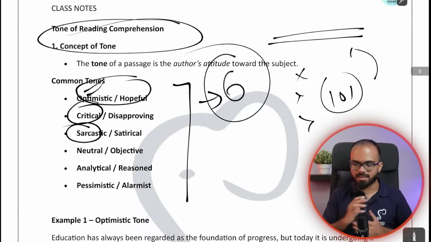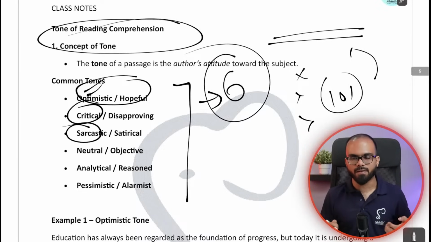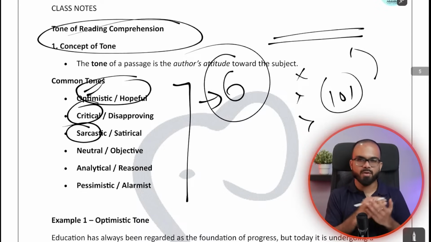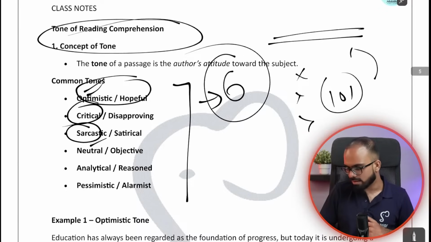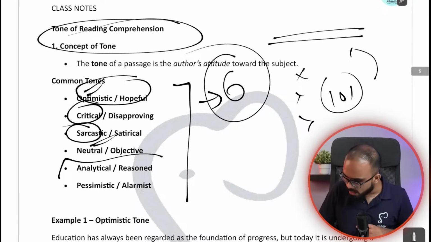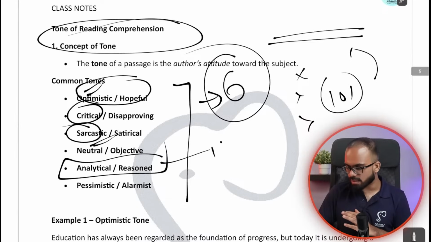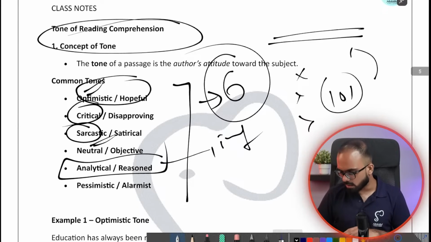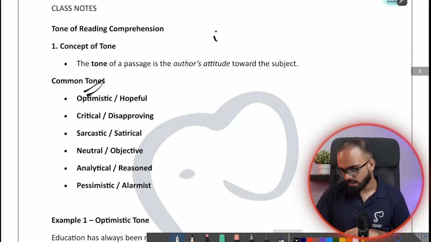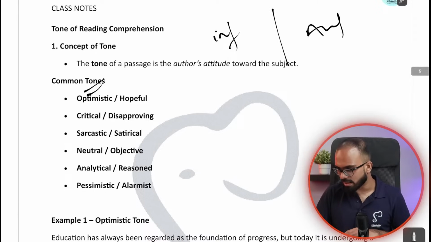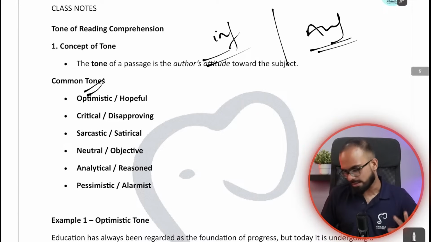Third is sarcastic tone of RCs. In sarcastic tone, obviously we know what sarcasm is, right? We camouflage it with positivity, but there is inherent criticism involved. That is sarcasm. Now there is an RC which is analytical in nature, and there are RCs which are informative in nature. Now there is one question that one of you asked, what is the difference between informative RC and analytical RC? I will give you 2-3 different lines here itself and I will tell you the examples.